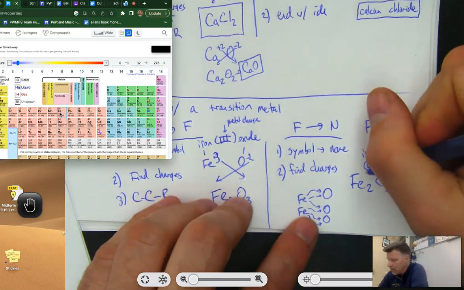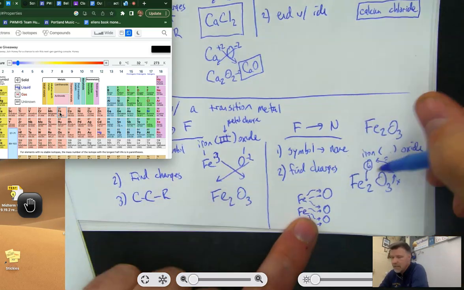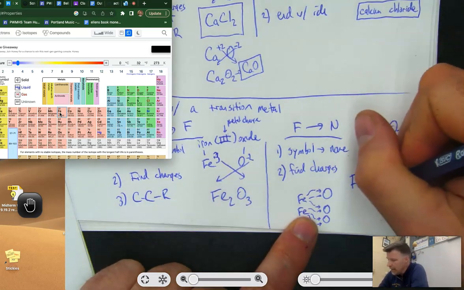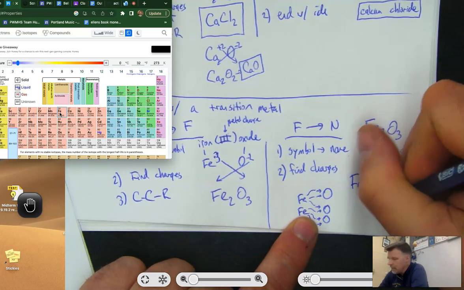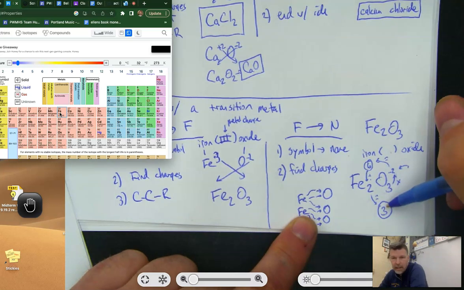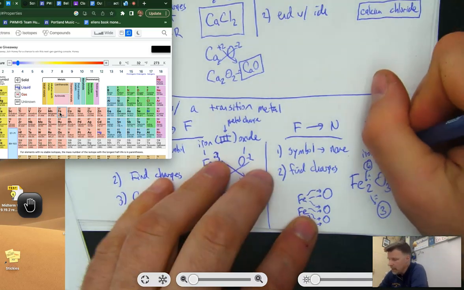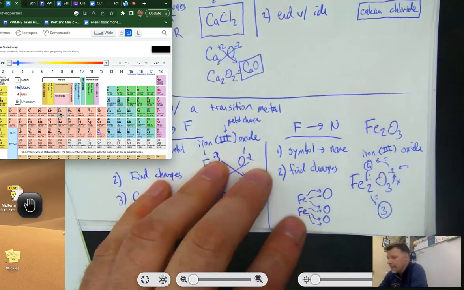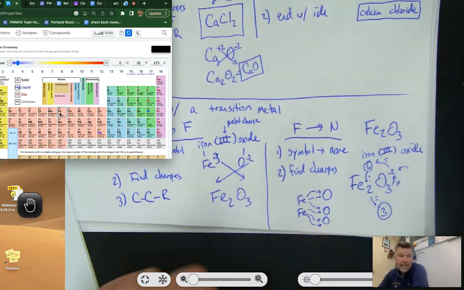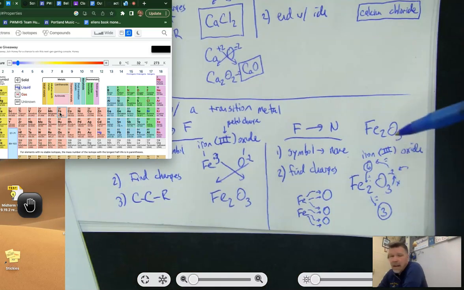But over here, a way to do that in math, 6 electrons were stolen from 2 irons. Divide on the way down, which means each iron lost 3 electrons. So this is going to be iron 3 oxide, because that's the charge of this guy. And that's how you do it. That's how you name every compound.